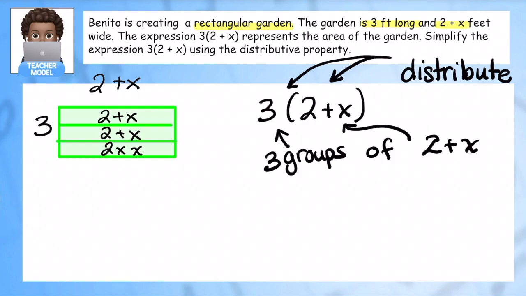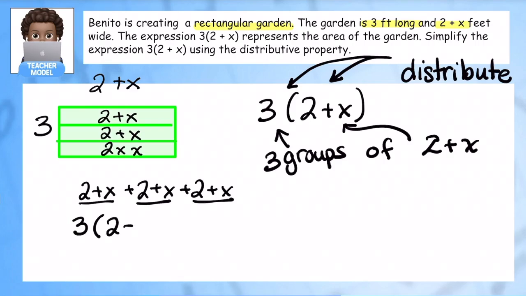So that's why I like this area model for this. One way I can write this, I could have repeated addition and say 2 plus x plus 2 plus x plus 2 plus x. I can do this 3 different times. Or I can just put the 3 on the outside and 2 plus x. And that tells me the same thing. It tells me that I have 3 groups of whatever is inside your parentheses. In this case it is 2 plus x.